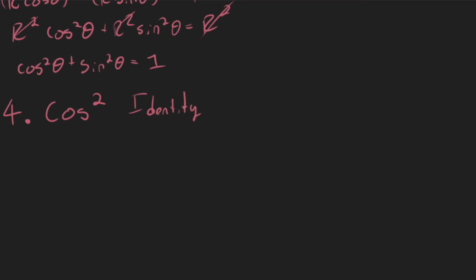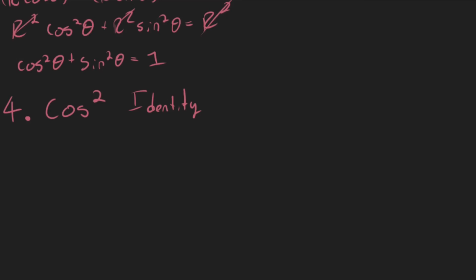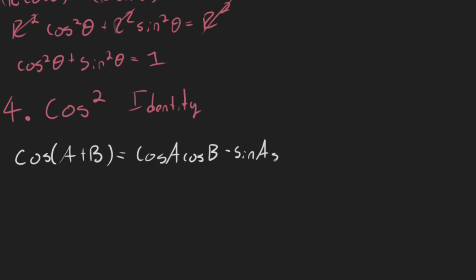So basically, if you remember back, we had the added angle identities. I'll just go ahead and copy it down right here. So we had that the cosine of two angles added together, A plus B, has to equal cos A cos B minus sin A sin B.